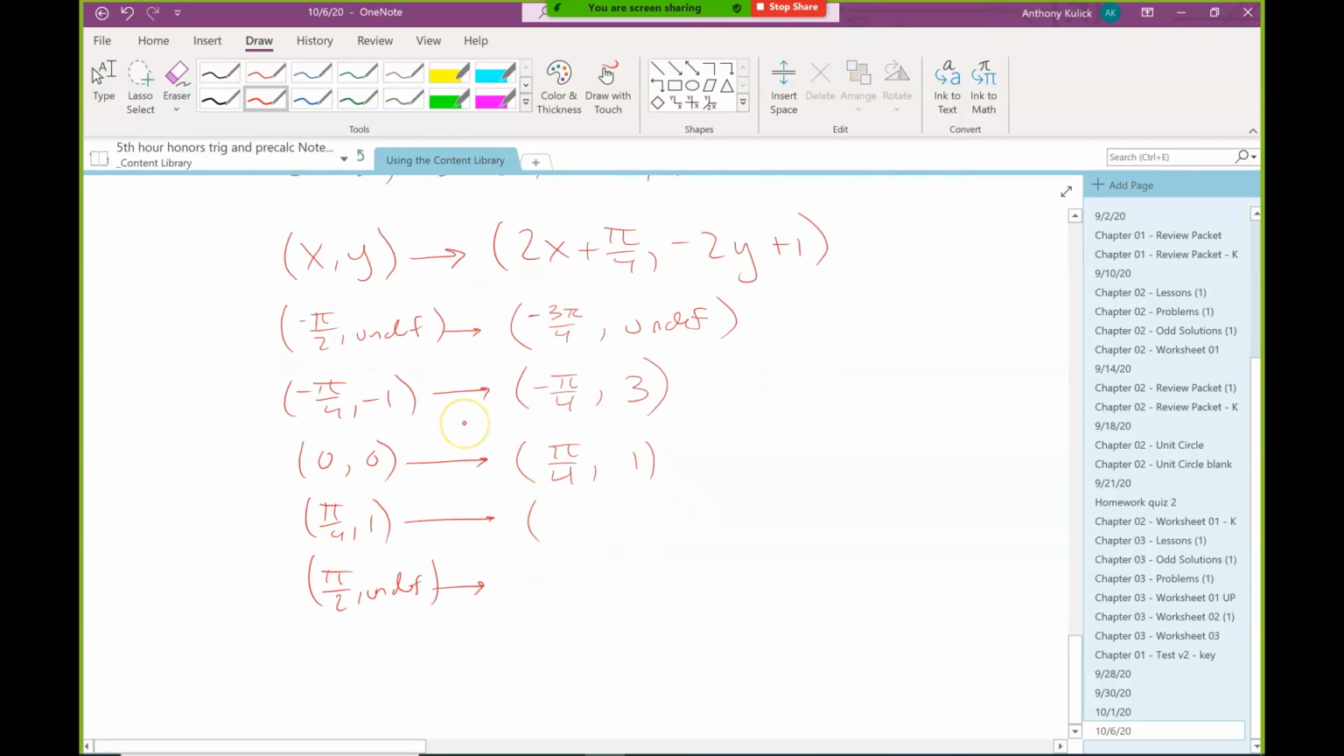If I plug π/4 in, 2 times π/4 is π/2. If I add another quarter to that, that's 3π/4. And then -2 times 1 plus 1 is -1. And then if I plug in π/2, 2 times π/2 is π, plus π/4 is 5π/4. And anything you do to undefined still stays undefined.